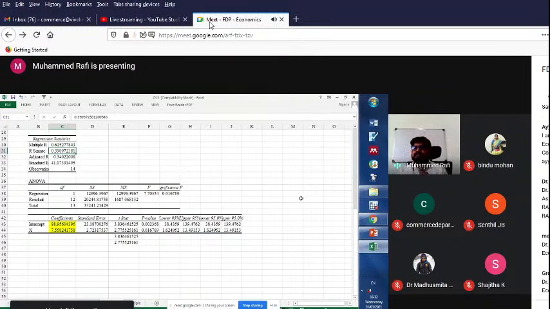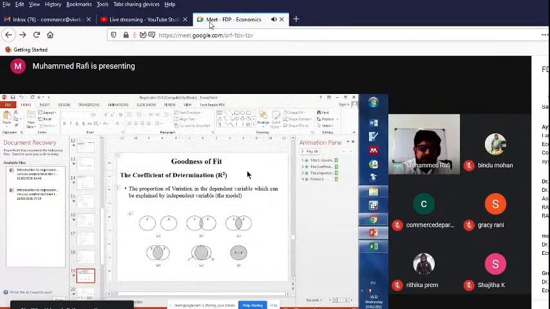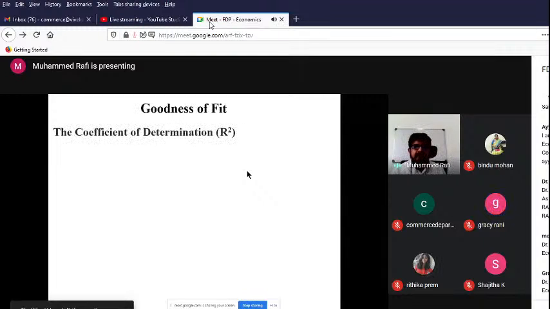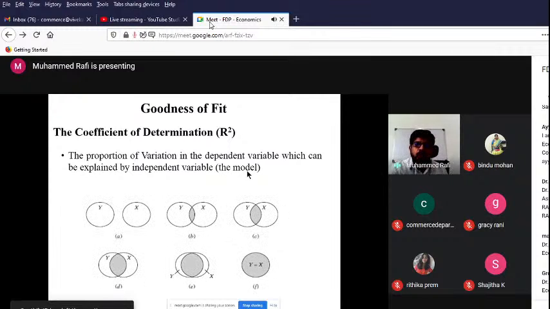So I'll take some time to discuss the R square, or the goodness of fit. The goodness of fit of a regression, that is the coefficient of determination, the R square, will help you find the proportion of the variation in the dependent variable which can be explained by the independent variable. Now I'll give you a plot where you have a circle for y and a circle for x. The circle for y is the variation in y, and the circle for x is the variation in x.